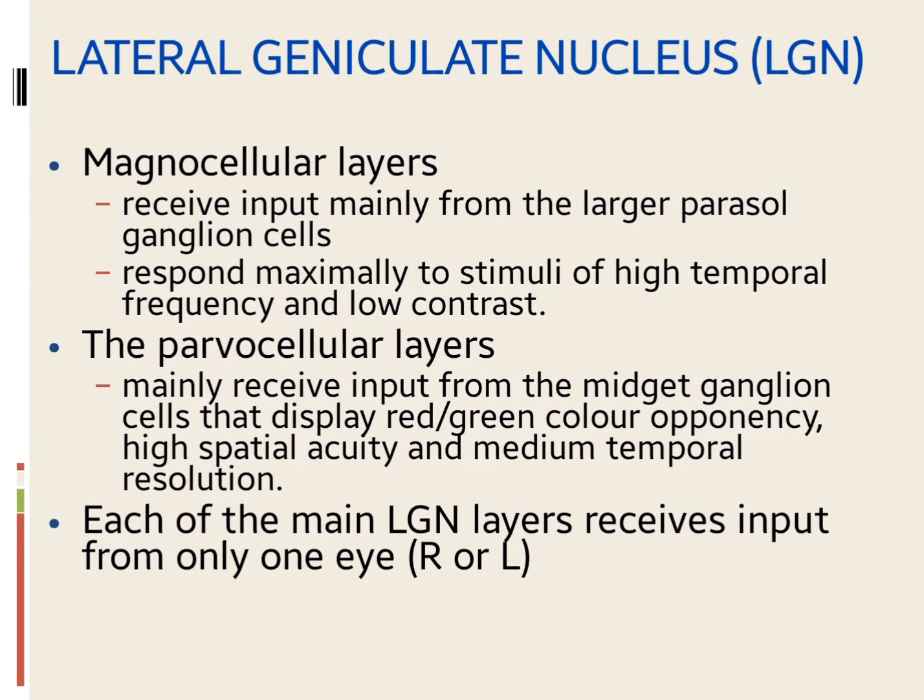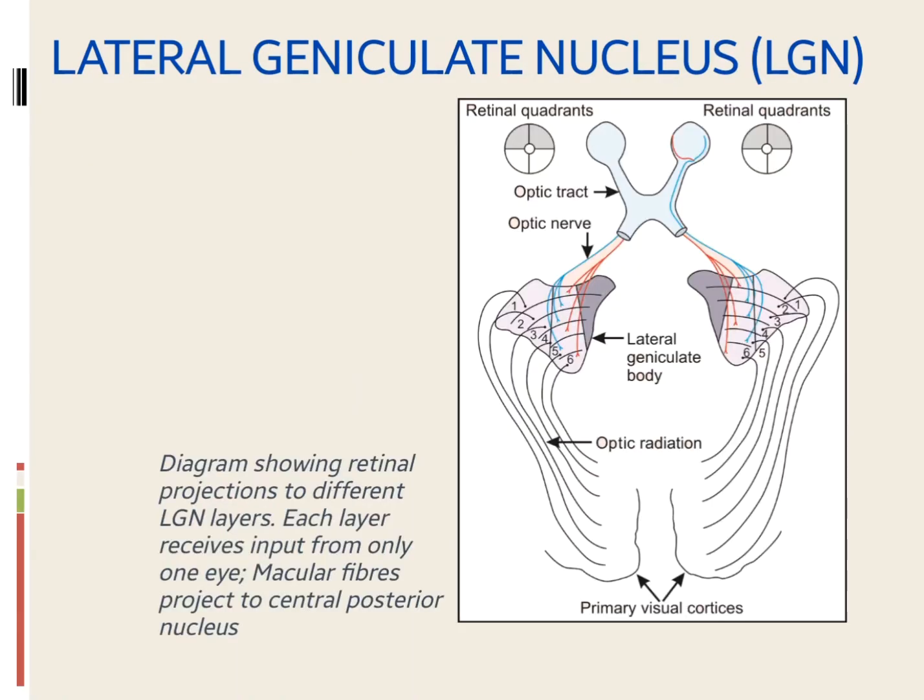Magnocellular layers receive input mainly from the larger parasol ganglion cells and respond maximally to stimuli of higher temporal frequency and low contrast. So in times when the contrast is very low, these are the cell layers that assist us to be able to appreciate vision. While the parvocellular layers mainly receive input from the midget ganglion cells, which display color opponency, high spatial acuity, and medium temporal resolution. Each of the main LGN layers receives input from only one eye, left or right.